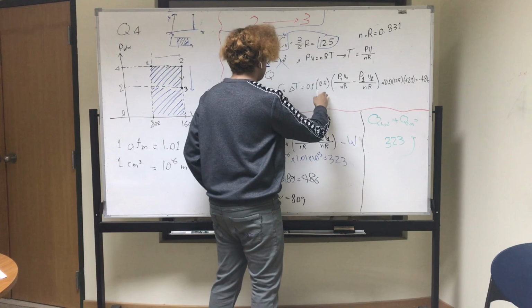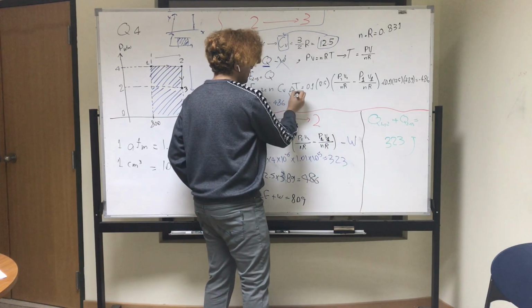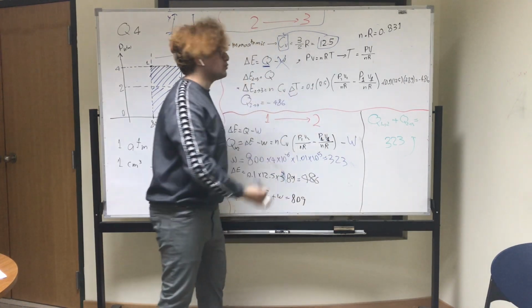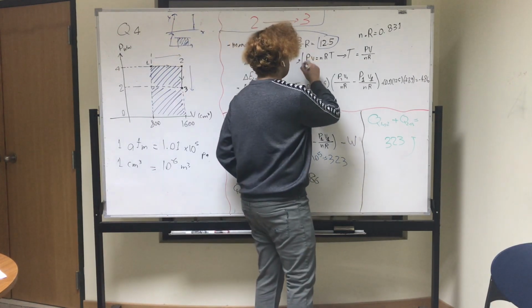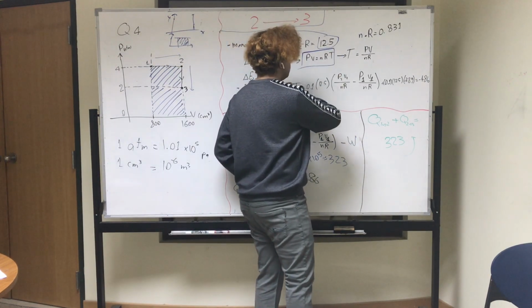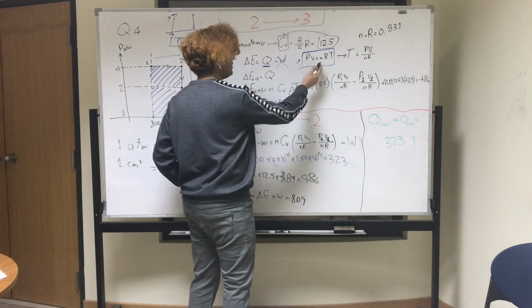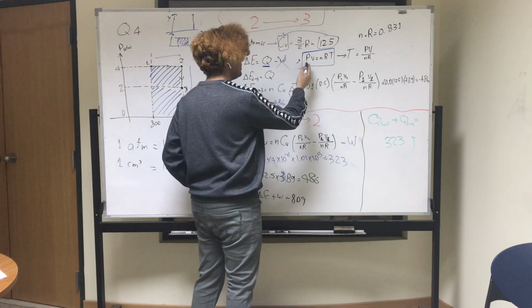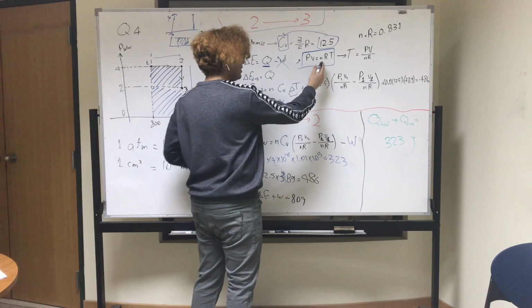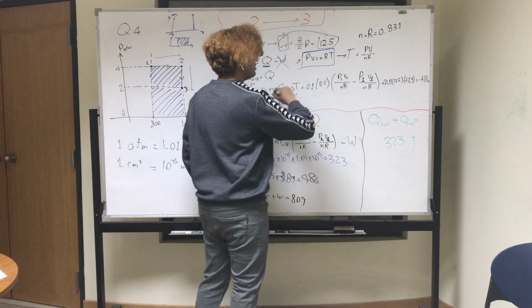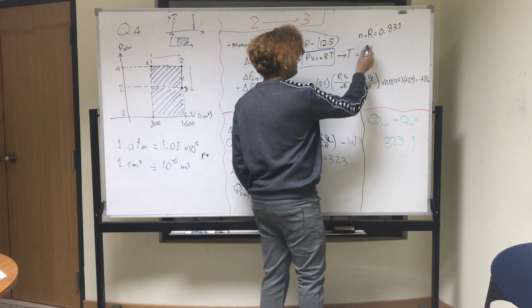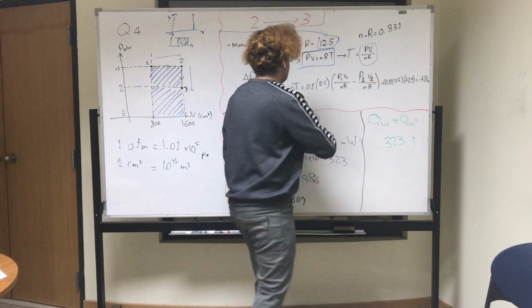And now the change in temperature here, we don't have the temperatures. We're not given the temperatures. So we can use the ideal gas law, which is PV equals nRT, where P is the pressure, V is the volume, and n is the number of moles. R is our constant, and T is the temperature. So solving for the temperature, you get that the temperature is equal to this.